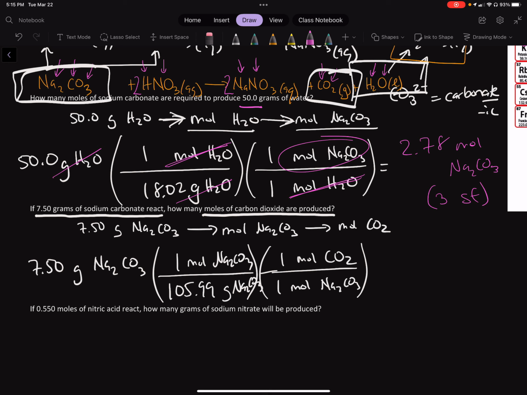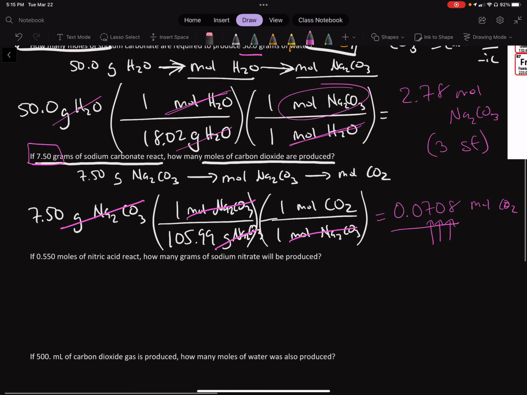So then just showing the units canceling. Grams of sodium carbonate cancels when we use the molar mass, and moles of sodium carbonate cancels when we use the mole-to-mole ratio. And here on your calculator, you should get 0.0708, and the units are moles of CO2. And just checking sig figs again, that 7.50 number, that is 3 sig figs. So when you have a 0 after the decimal point, it counts. So we want our answer here to have 3 sig figs. So it's the 7, the 0, and the 8. Those are what count for sig figs. 3 sig figs.